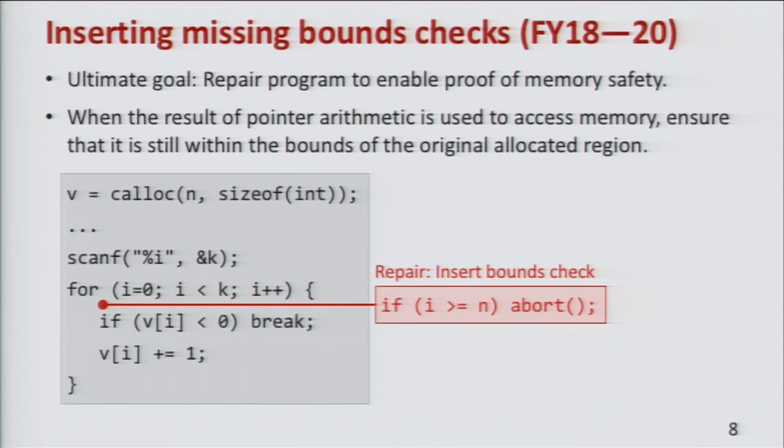So here we see a fragment of code on the slide. The first thing it does is to allocate some memory. It allocates an array of n elements, and then it loops through up to the first k elements. However, you might see that the code never checks whether k is greater than the length of the array. So in order to fix that, we insert a bounds check immediately before the potentially invalid memory access to ensure that it is within the bounds of the array.